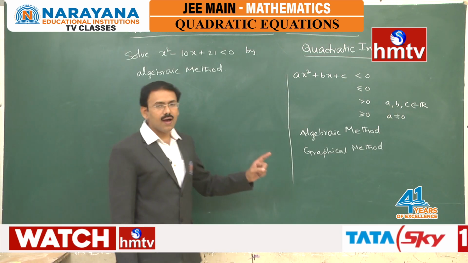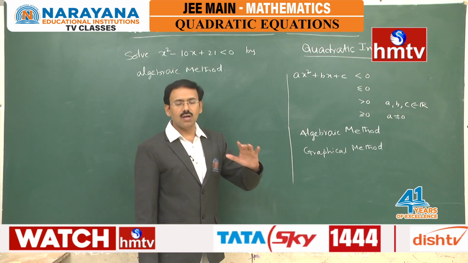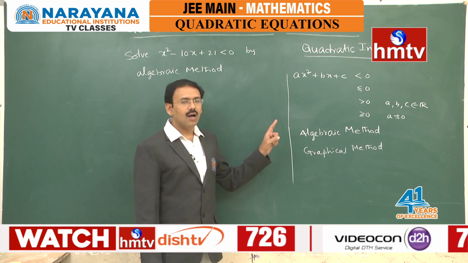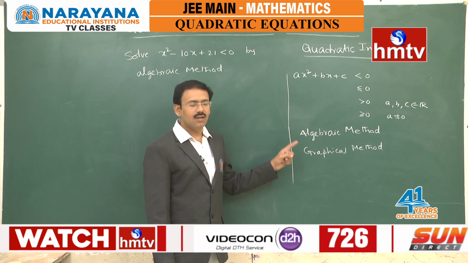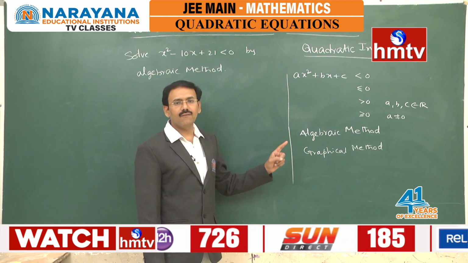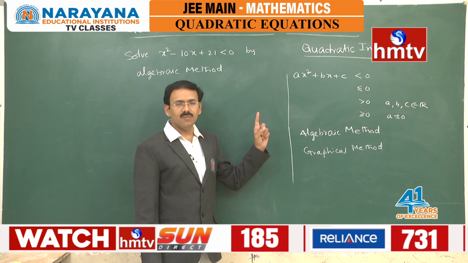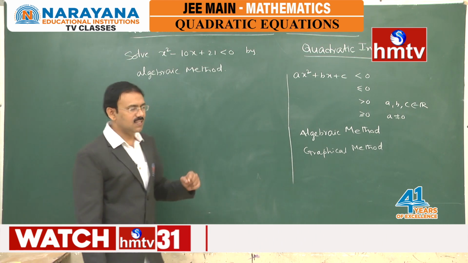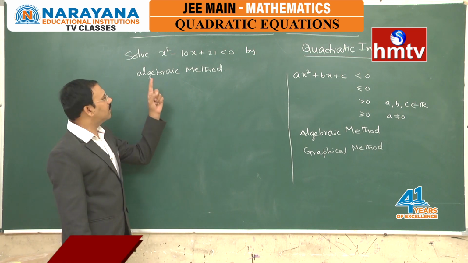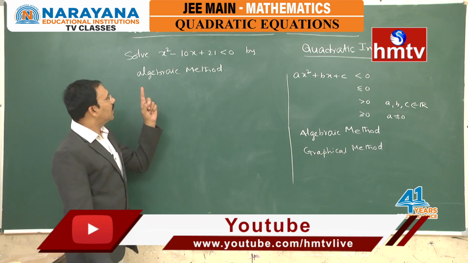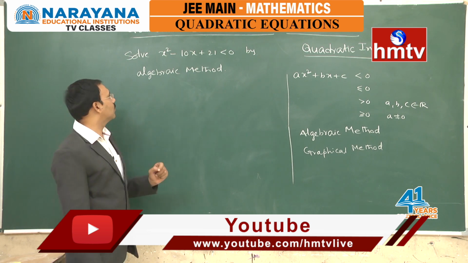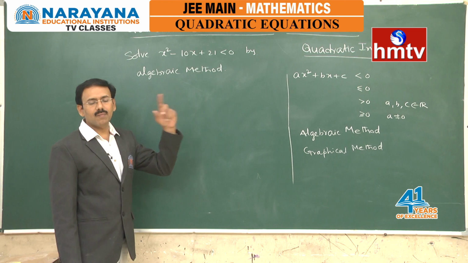Now, we have two methods to solve a quadratic inequation. One is algebraic method, whereas second is graphical method. Algebraic method and graphical method. Now, you see this problem. Solve the inequation x² − 10x + 21 < 0 by algebraic method.